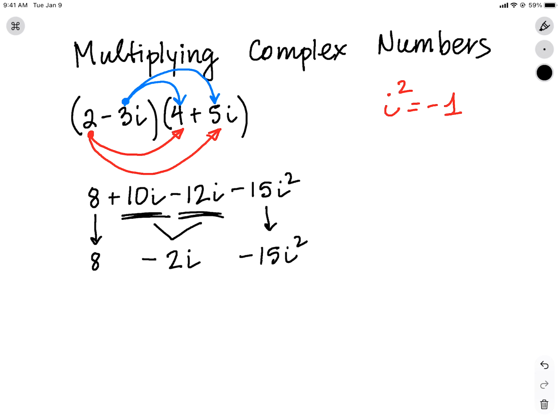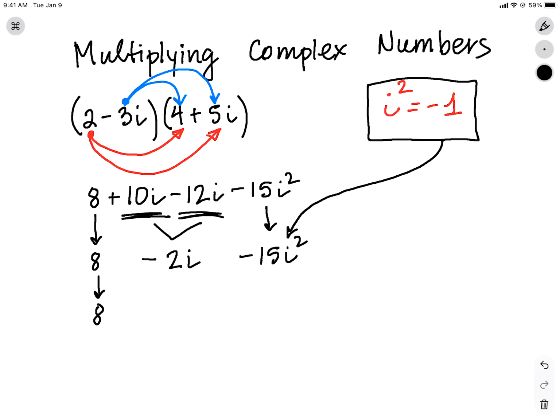Now I want to remind you that i squared is -1. So I will replace this i squared with the -1. Here's what I'm going to have. Still have this 8. Still have the -2i. But in place of -15i squared, I now have the -15 times the -1 that i squared turned into. So altogether, the -15 times -1 is actually a positive 15.